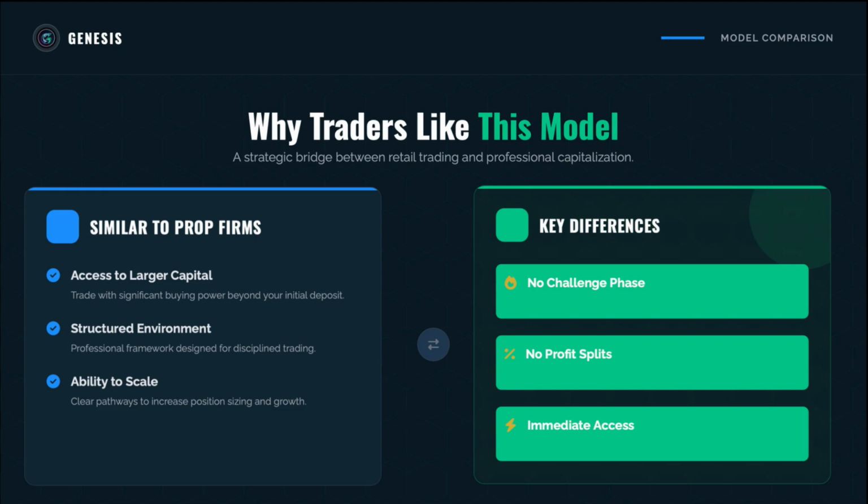Another reason traders like this model is simplicity. Traditional prop firms often require passing evaluations, hitting profit targets, or avoiding strict rule violations before accessing funding. Genesis allows traders to begin learning inside a structured environment immediately. Now, that doesn't mean it's easier. It means responsibility shifts toward discipline and risk management. The environment gives you tools, but success still comes from how you use them.